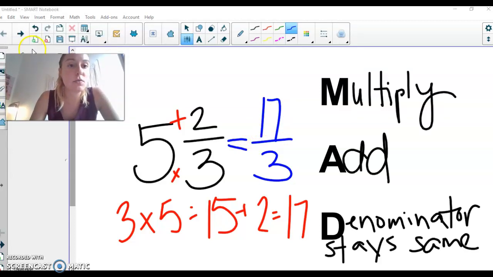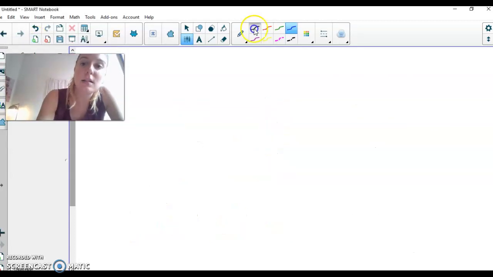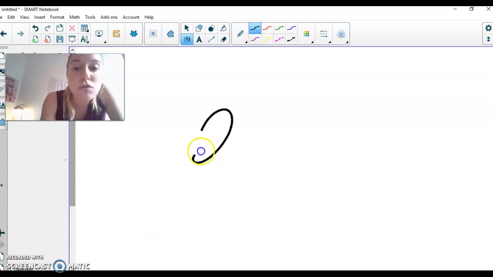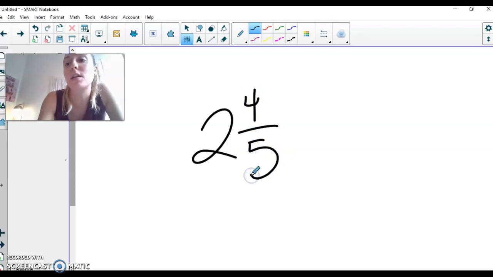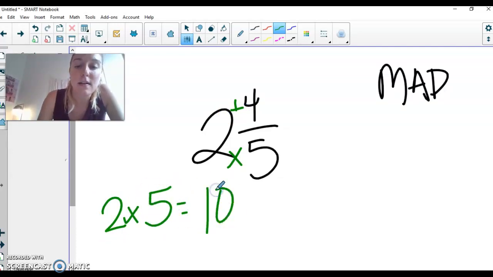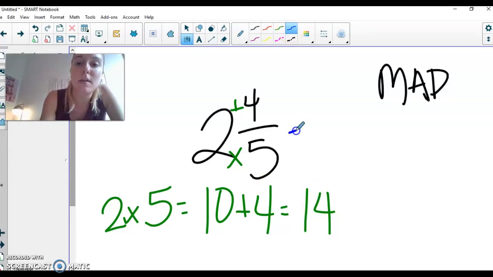Okay, so I do want to do one more example with us. Let's say your mixed number was, let's say 2 and 4 over 5. Okay, and again, we're going to use MAD here, multiply, add, denominator stays the same. So first I'm multiplying 2 times 5 is going to give me 10. Then I'm adding my numerator, plus 4 is going to give me 14. Okay, 14 is my new numerator, and my denominator stays the same.